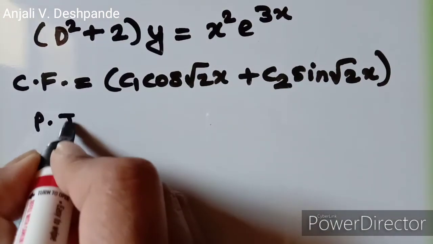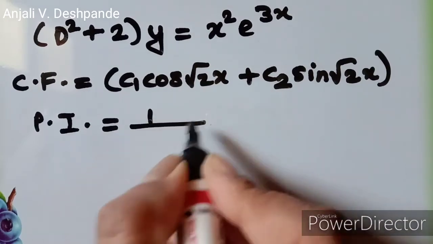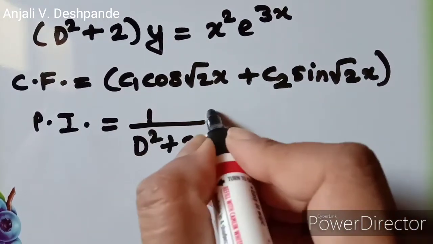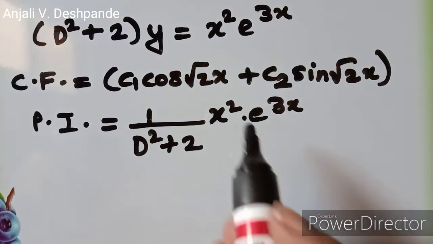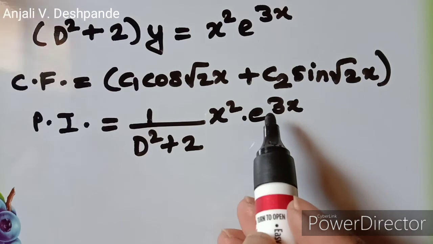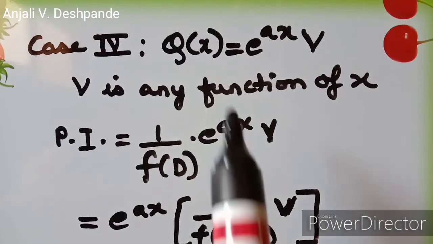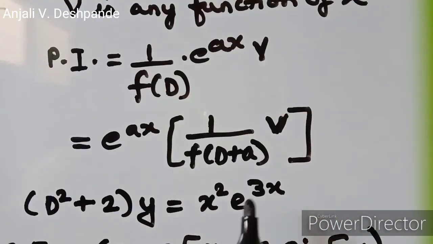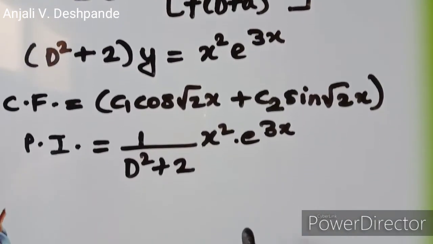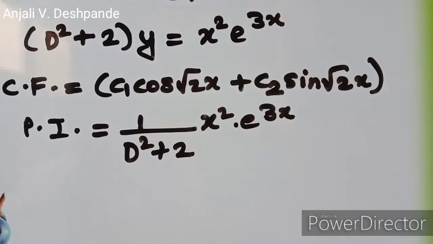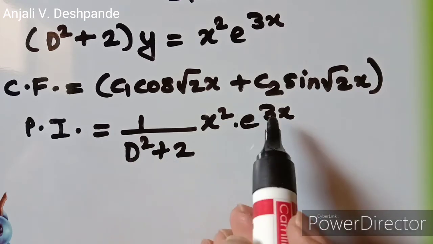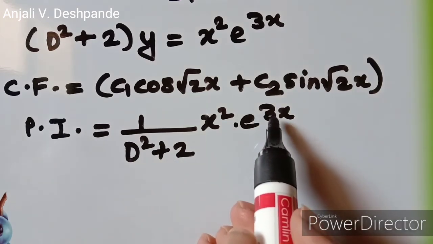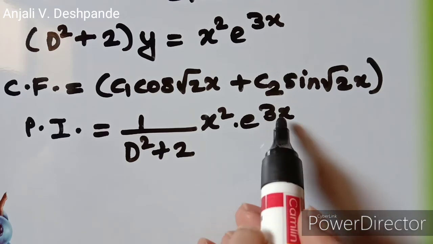Now for the PI, PI is equal to 1 upon D square plus 2 of x square into e raised to 3x. So over here this particular function is of the case number 4, where you have got e raised to ax into V. So what we have to do, we have to replace D by D plus a. So in this problem, we will have to replace this D by D plus a. In this case a is equal to 3. See, remember it is e raised to ax into V.